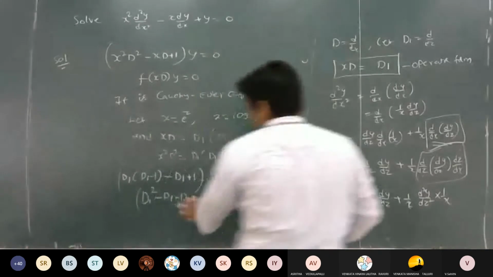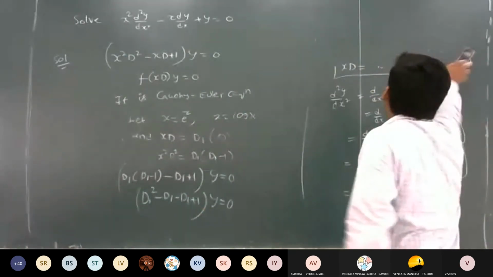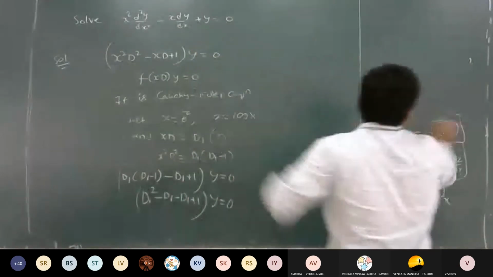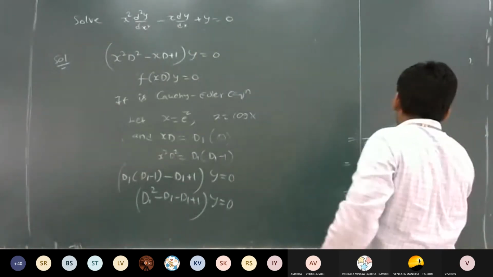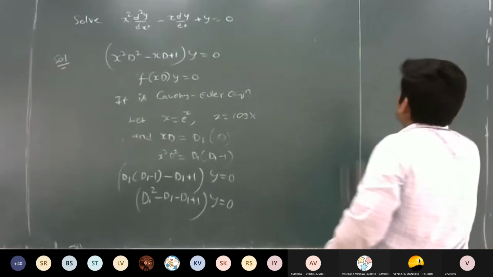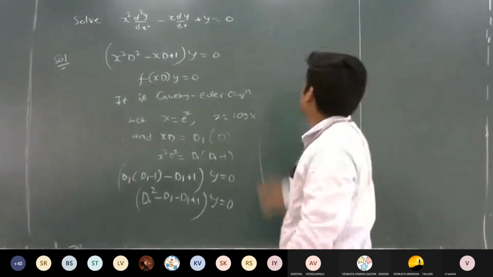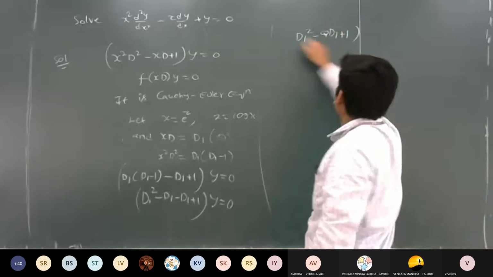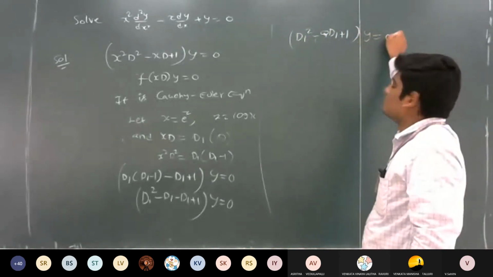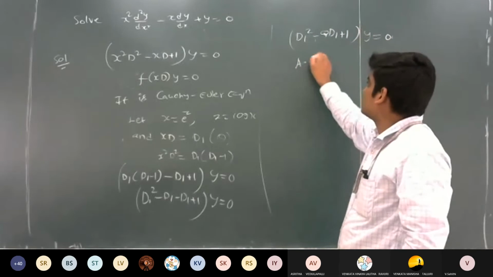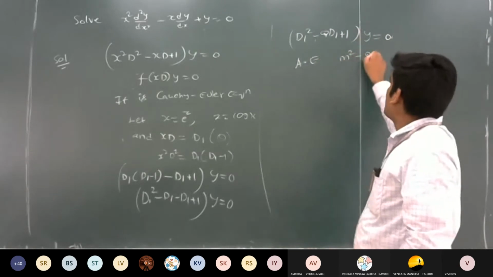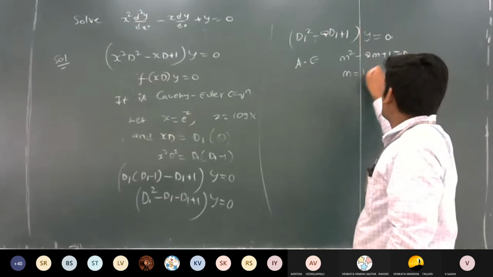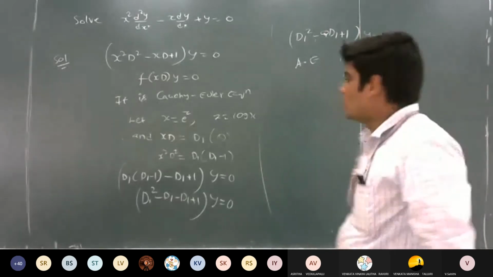So this is D1 square minus D1 plus 1 into y is equal to 0. It is a differential equation with constant coefficients. Initially, the given differential equation had variable coefficients, and we are making that into constant coefficients. Simplifying, this is D1 square minus 2D1 plus 1 into y is equal to 0. The auxiliary equation is m square minus 2m plus 1 is equal to 0. The roots are m is equal to 1, 1.